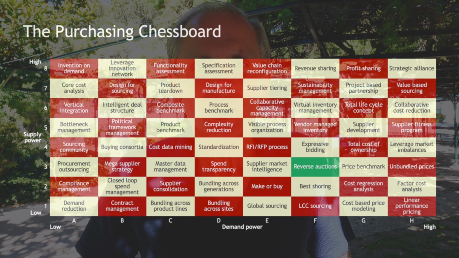He's an absolute rock star when it comes to designing the right auction format for a given situation in the supplier market. At a more general level, auctions are most powerful when you enjoy decent demand power and you're dealing with a solid number of qualified suppliers. In other words, supply power is quite limited. Hence the positioning of F3 on the purchasing chessboard.